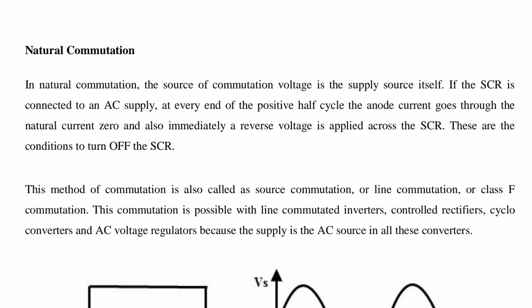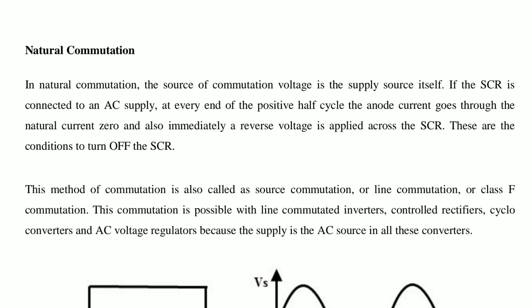So through the supply source we can turn off or turn on the SCR. If the SCR is connected to the AC supply, at every end of the positive half cycle, the anode current goes through natural current zero, and also immediately a reverse voltage is applied across the SCR. That means according to the AC cycle from the AC supply, we can turn off and turn on the SCR. These are the conditions to turn off the SCR. So with the help of the source itself we can commutate the SCR according to positive and negative half cycles. So this commutation method is also called source commutation or line commutation.